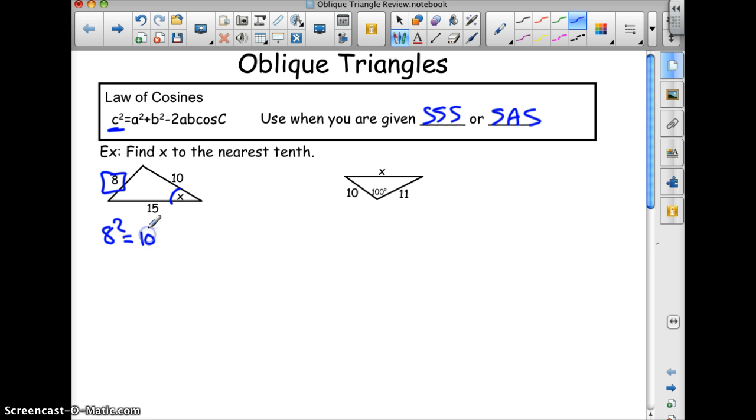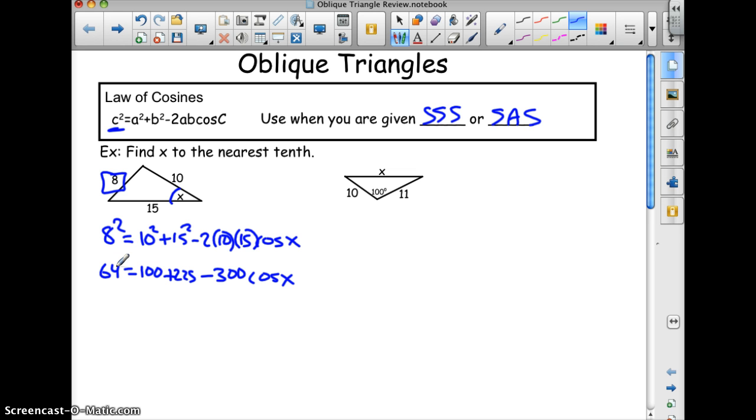8 squared equals 10 squared plus 15 squared minus 2 times 10 times 15 times the cosine of x. Okay, so that is going to give me minus 300 cosine x. 10 squared is 100. 15 squared is 225. And this guy is 64 here.